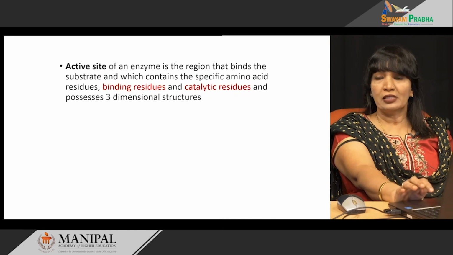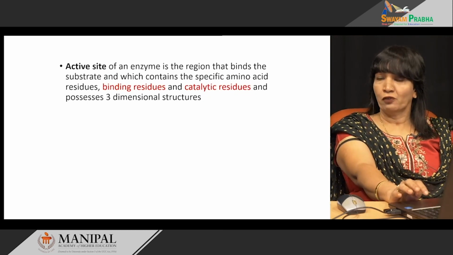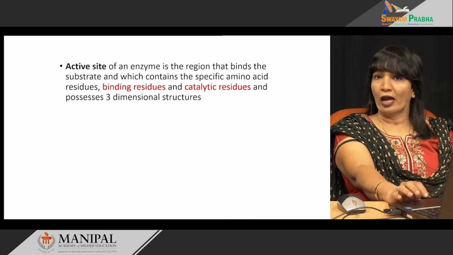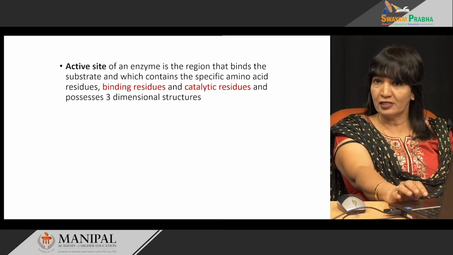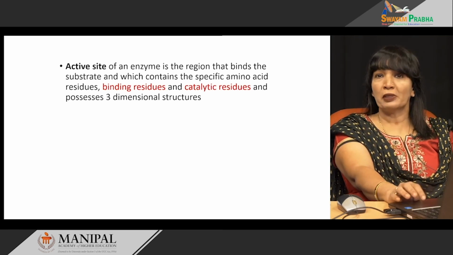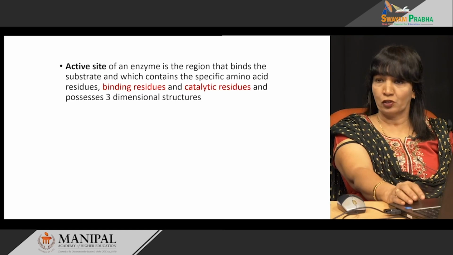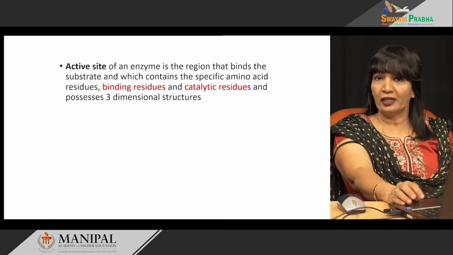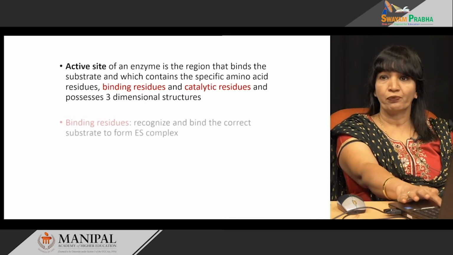Okay. Now, I said active site. I have shown you the active site. I have defined what is an active site. So, the active site of an enzyme is that region that binds the substrate and that also contains specific amino acid residues, and I have two residues basically. One is called the binding residue and the second is the catalytic residue, and they possess three-dimensional structures.